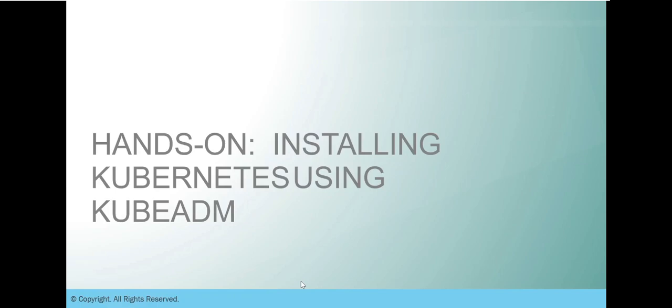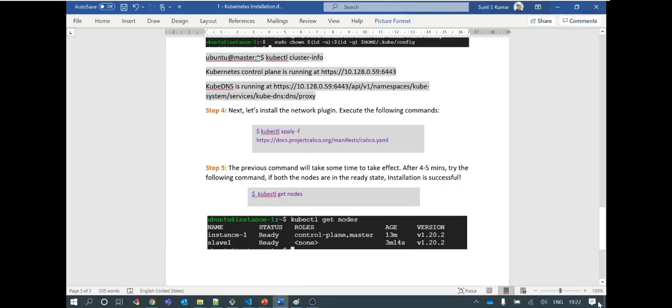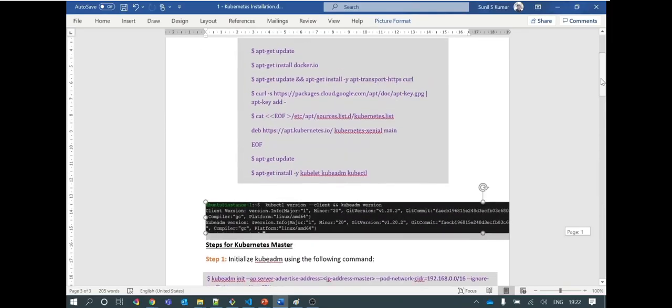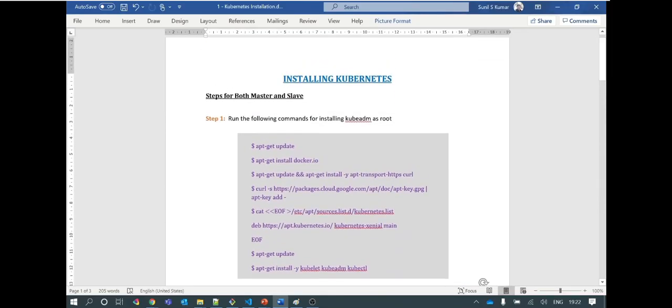In the last session, we discussed various ways of installing Kubernetes in your own VM, or using managed Kubernetes services on various public clouds. Now we will see one way of installing Kubernetes in your own environment using kubeadm. So let's go. I have one document prepared for the same, and that's what I am going to follow.